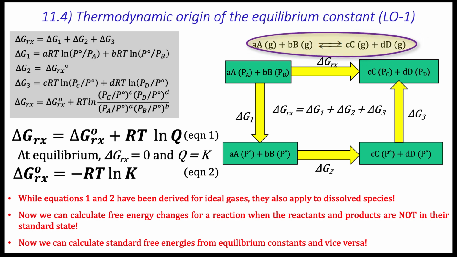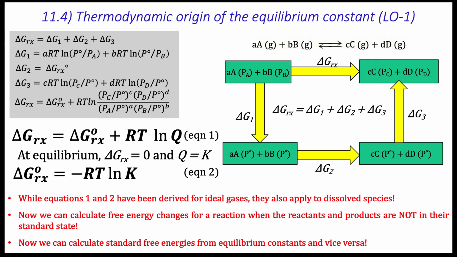Here we have a generic gas phase reaction in which A moles of gas A react with B moles of gas B to form C moles of gas C and D moles of gas D. We want to know the free energy change for this reaction, but since the reactants and products are not in their standard states, we cannot use any of the procedures we've learned so far, such as calculations involving standard free energies of formation, since these procedures yield the standard free energy change.